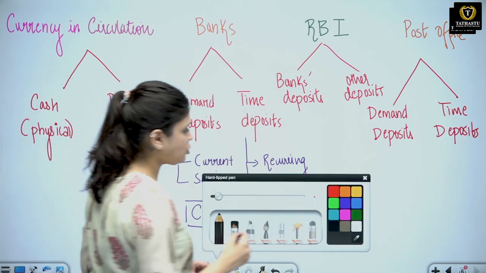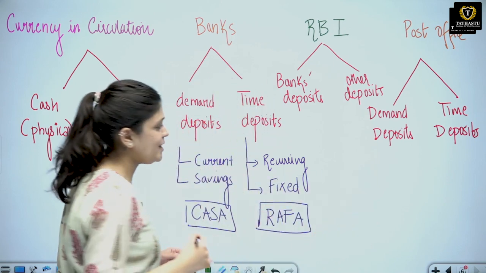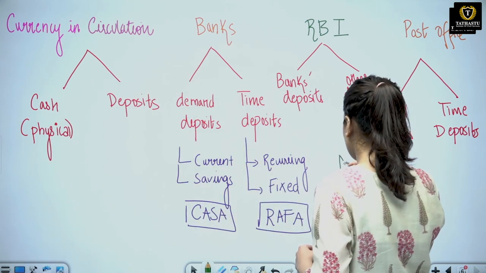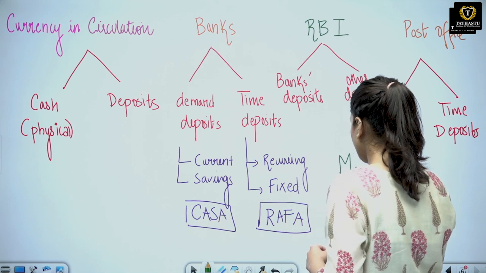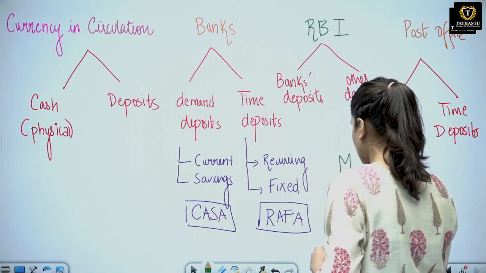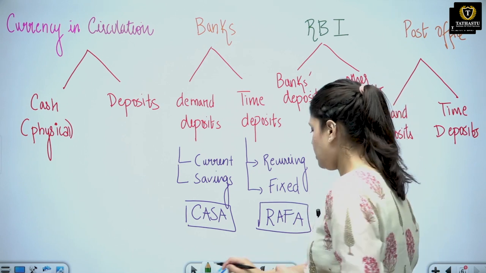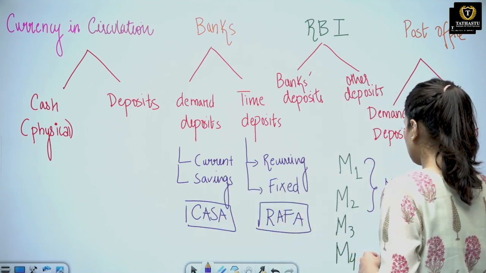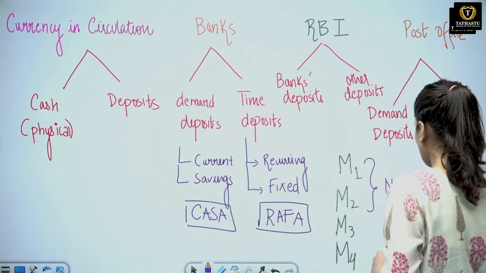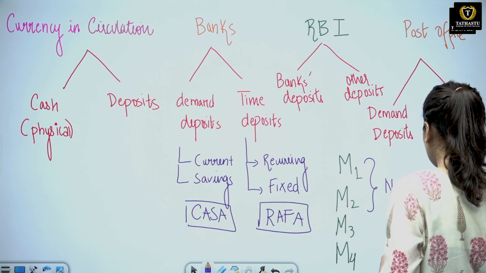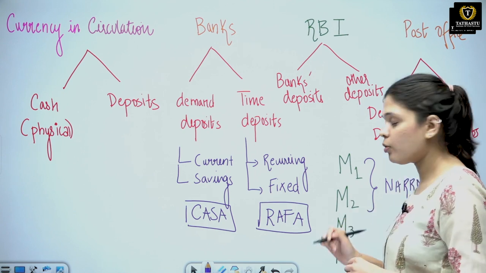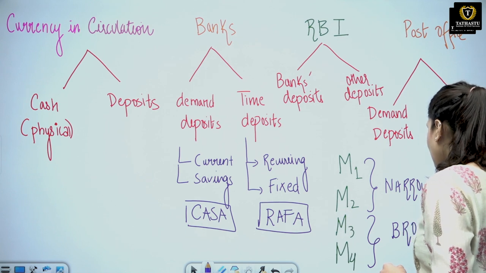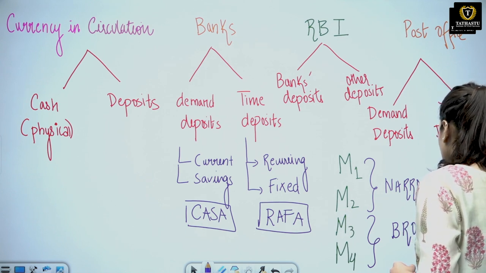Now, let us talk about the money aggregates. When I say money aggregates, we have four types of money aggregates. We have M1, we have M2, we have M3, and we have M4. Okay? M1 and M2 are known as narrow money. Why? Because they are most liquid, easily converted in cash. Okay? And M3 and M4 are known as broad money. They basically have more liquid assets as well.